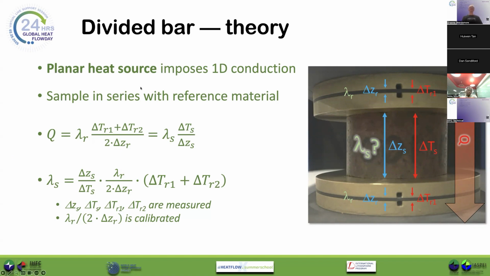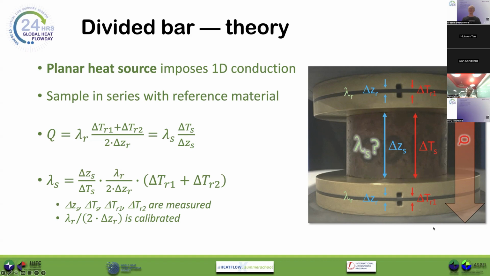So divider bar applies a planar heat source. Just looking at this close-up image over on the right, you can imagine a source of heat at the top of the image here, and by applying heat at the top of this stack of brass plates and rock sample, we force a flow of heat unidirectionally from the top of the instrument down to the bottom of the instrument.